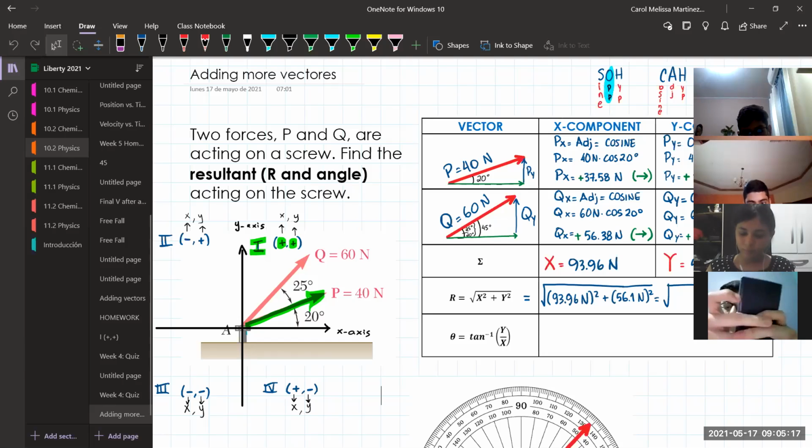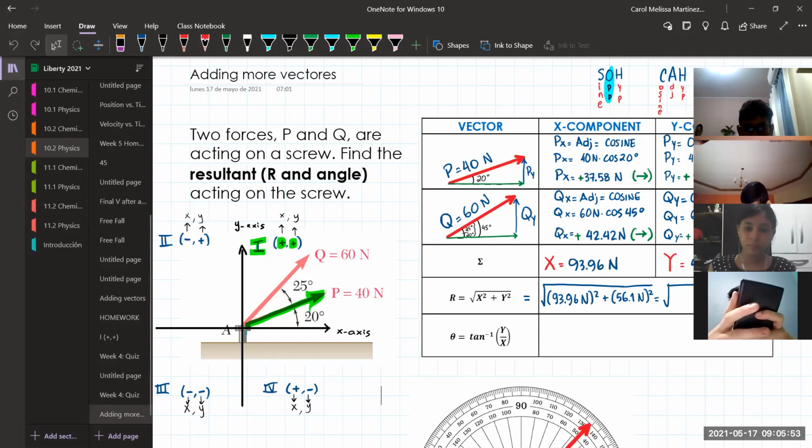I didn't notice. I have a mistake right here. The angle is not 20. The angle is 45. I'm sorry. Did you notice? I did a correction right here. My angle is not 20, it's 45. Therefore, this answer changes. I'm going to make a correction over here. I have a 42.42 Newton as an answer.